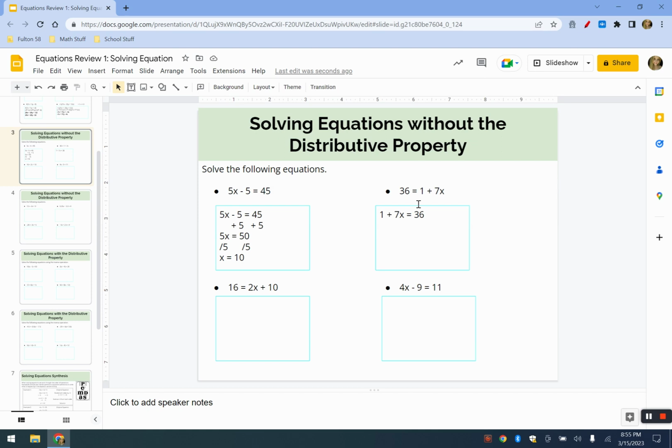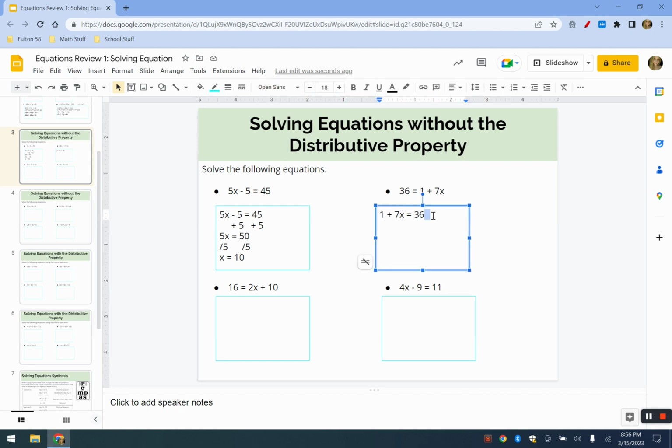So again, we start by getting rid of the number without the variable, and that is 1. So to get rid of 1, we subtract 1 on both sides. 1 minus 1 is 0. And so we are left with 7x on the left. And then 36 minus 1 is 35. Now to get rid of the 7, we divide by 7. And we get x equals 5.